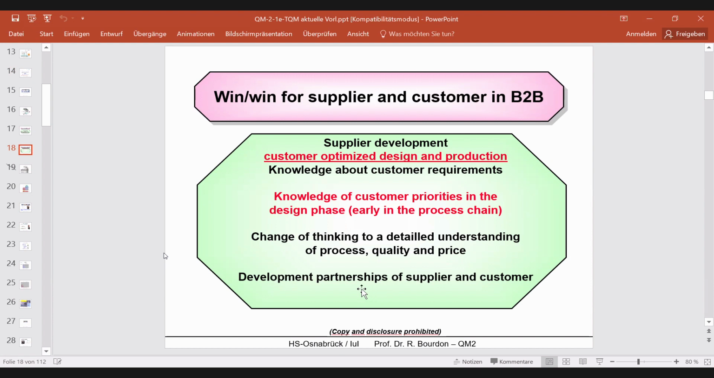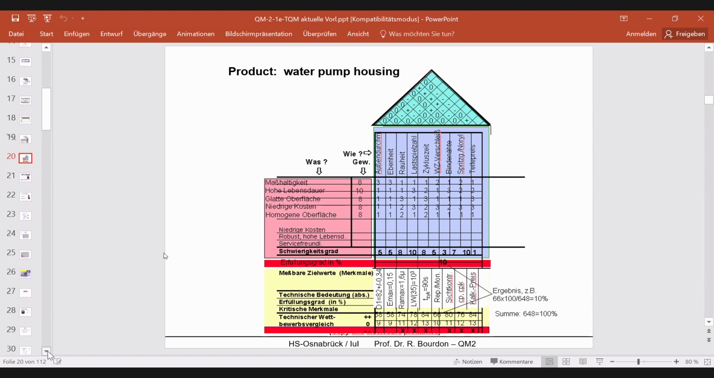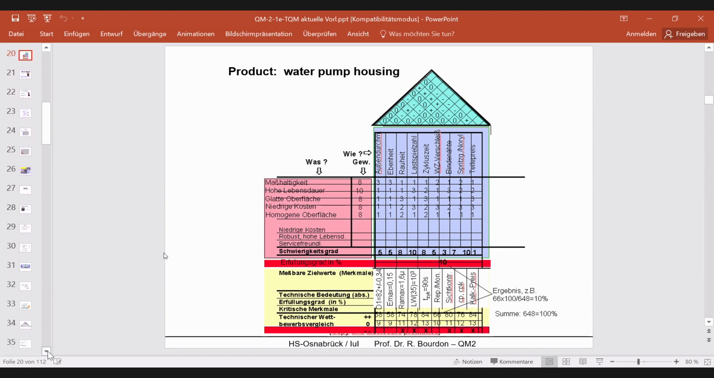This is important for development of partnerships between supplier and customer, especially if they want to develop new products together. Well, just let me give you an example here. This is an example. I have this sheet only in German, but it is no problem.